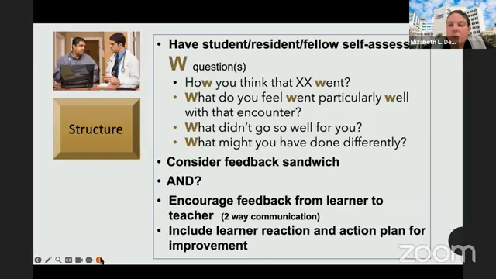What do you think went particularly well with that patient encounter? What didn't go so well for you while you were putting in that central line? What could you have done differently in that conversation with your faculty?